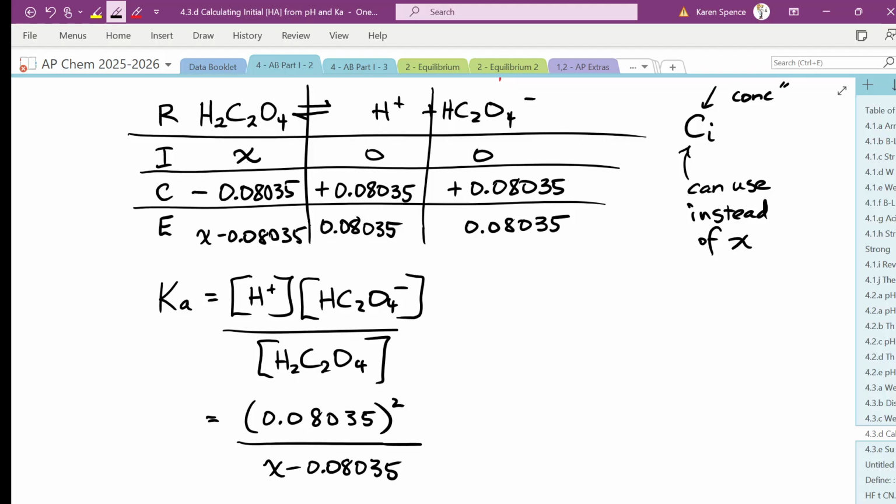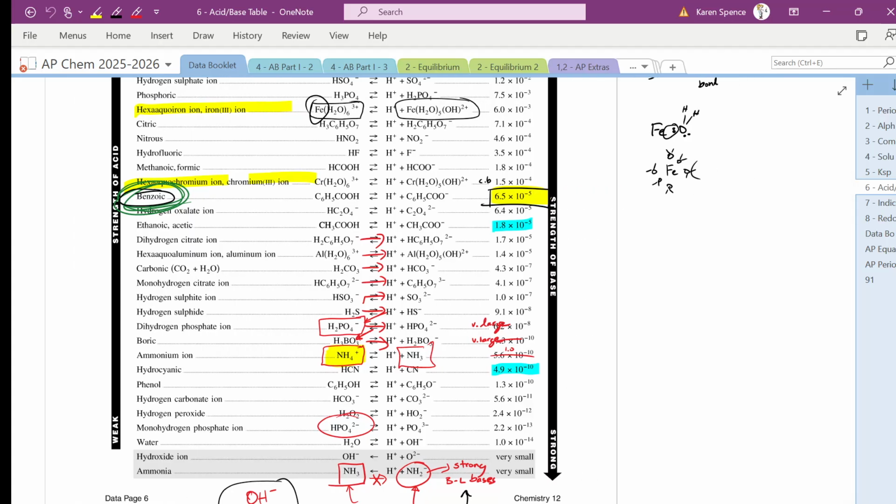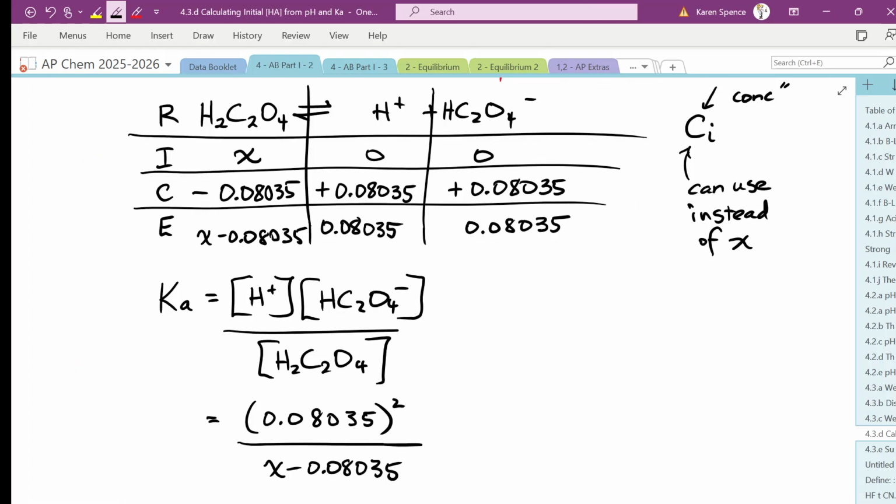Well, I can't solve this. What do I need to solve it? I need a Ka. So where is my Ka? I've got data booklet H2. 5 point what? 5.9 times 10 to the negative 2. Thank you so much. 5.9 times 10 to the negative 2.